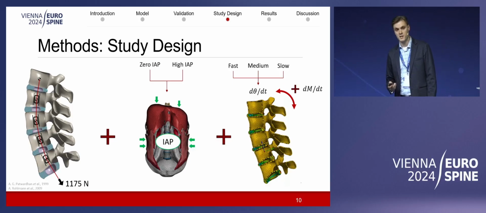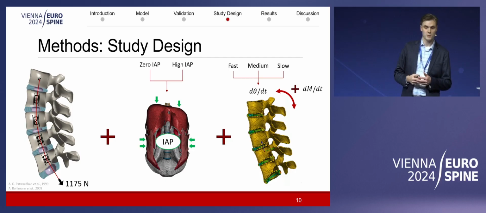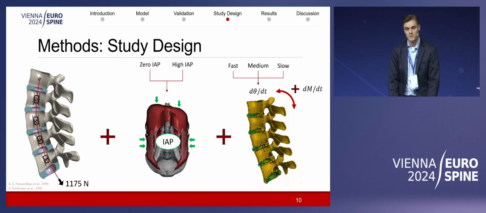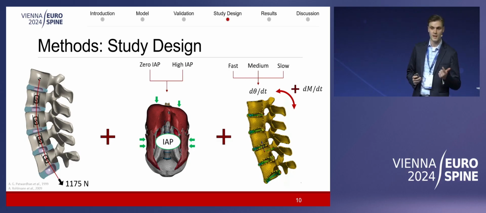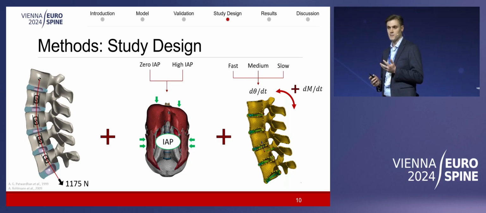For the study design, we bring all this together, starting by statically pre-stressing the spine into a flexed posture from which a worker might begin lifting a box. In combined compression and extension back to neutral standing, 6 load cases were simulated for 0 and high IAP at fast, medium, and slow lifting velocities.